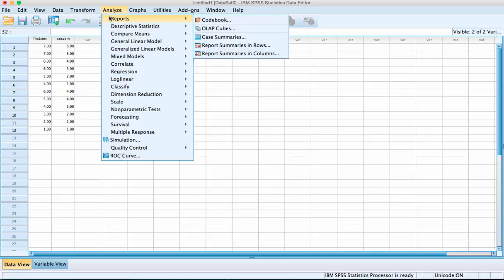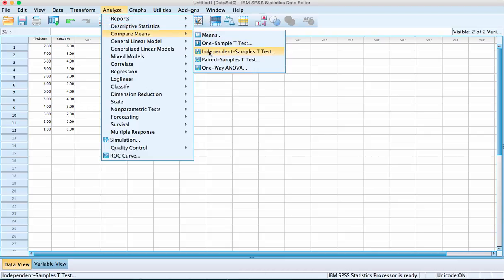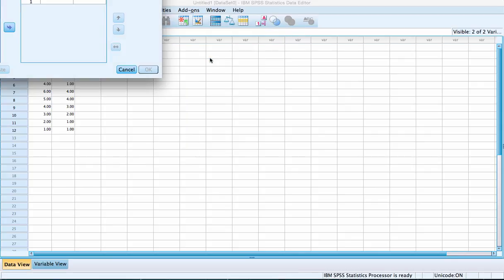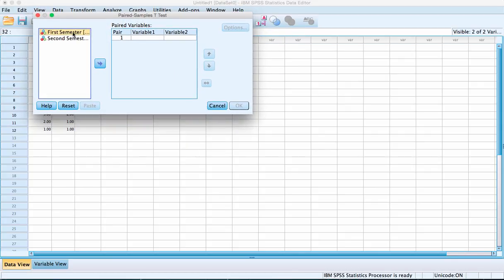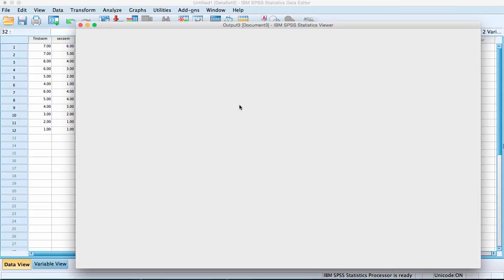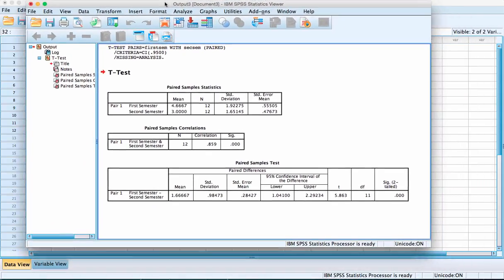So we're going to go to Analyze, Compare Means, and then Paired Samples t-test. And then in this window, what we need to do is highlight the first semester and hold down the Shift key and highlight the second semester, and then move those variables, 1 and 2, first and second semester, into the paired variable box. And then we simply click on OK, and we get our output.